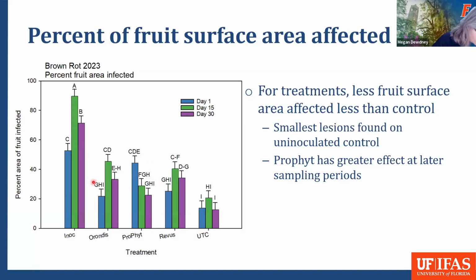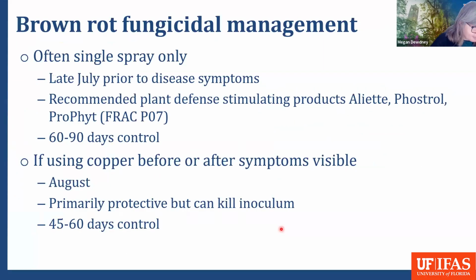While this wouldn't make a difference in terms of whether you had to wait for your fruit, it does mean that you're not getting as much inoculum production over time, which is not nothing. So for these treatments, the fruit surface area affected was less than the inoculated control, which is good. Obviously, our smallest lesions were found on our uninoculated control, and as expected, Prophyte got better over time.